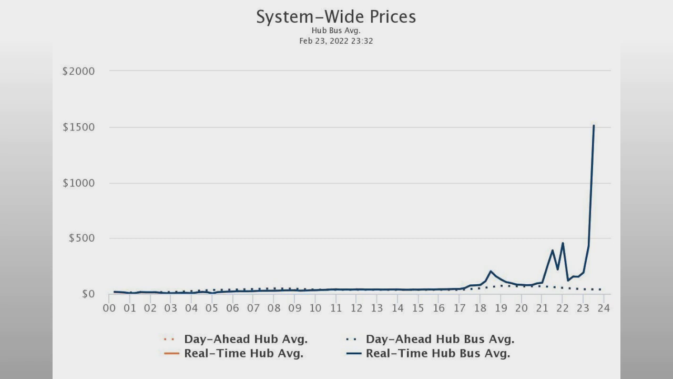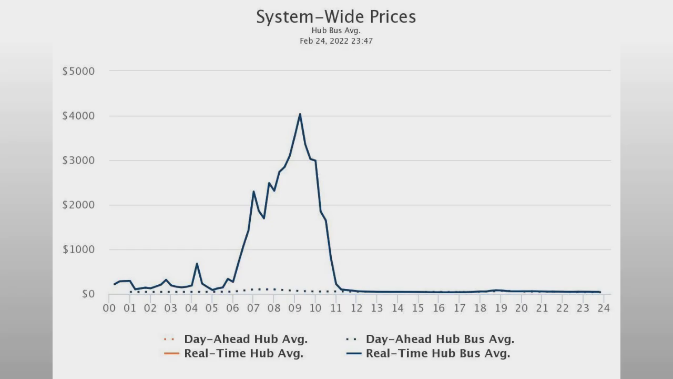Now, 2 days later, on the 23rd, you'll note the scaling on this is different, because you look at the line and it looks like it's zero. It's not. It's in the $25 to $50 range. But toward the end of the evening, it spiked up to $1,500 per megawatt hour. And the very next day, in the morning, it dropped back down to the right range. And then in the mid-morning, it spiked to $4,000.